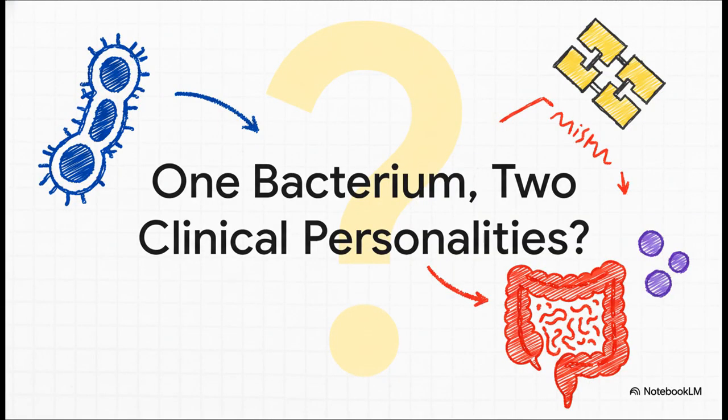So here's the central puzzle, right? How can one single organism act like your typical run-of-the-mill multi-drug-resistant hospital pathogen in one patient, and then in another cause this severe bloody colitis that's driven by its own inherent toxins? It's these two completely distinct clinical personalities that we're going to break down today.